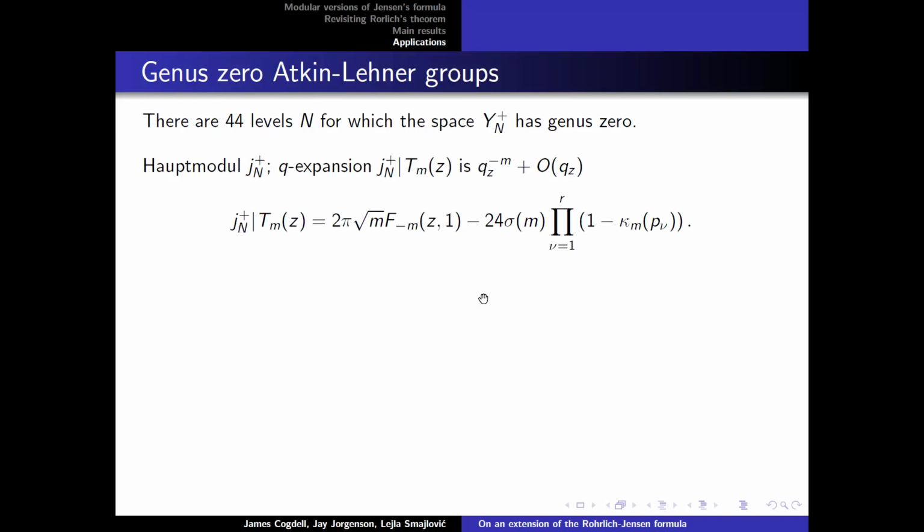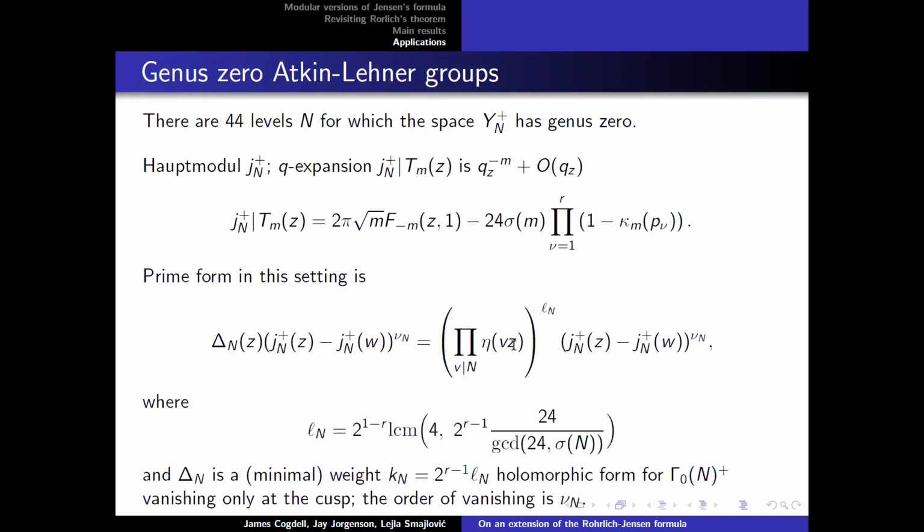And then, by just using the properties of the Niebur-Poincaré series, the T_m action on J_n plus can be expressed explicitly in terms of the Niebur-Poincaré series, and this is just the constant term in the approximation, and the constant term is just 24 times the sum of divisors times a certain function which depends only upon primes dividing the level n. This is all for genus 0.